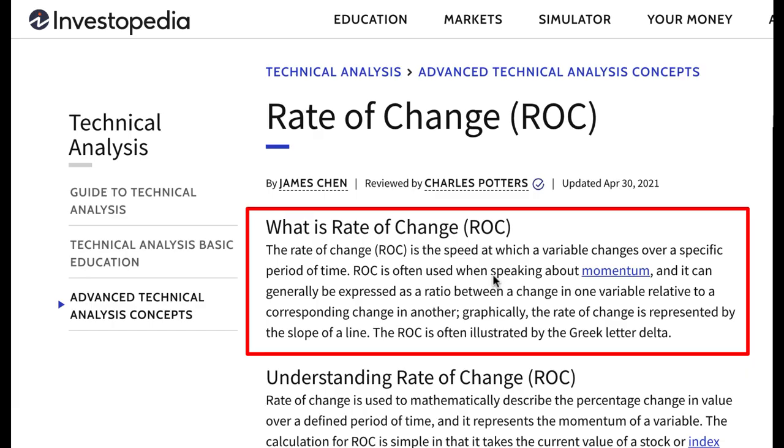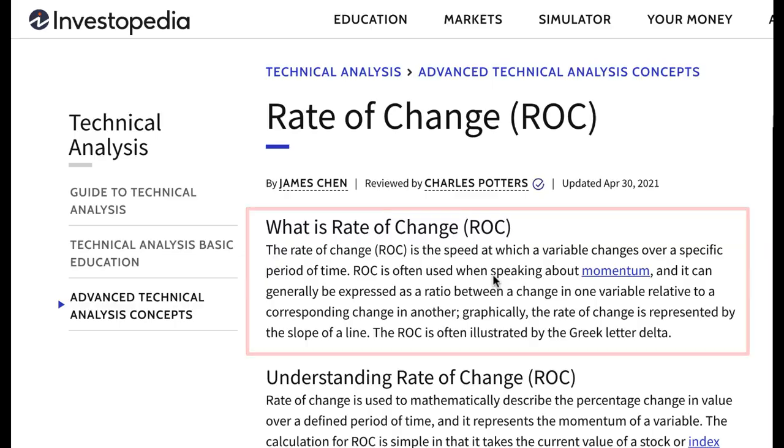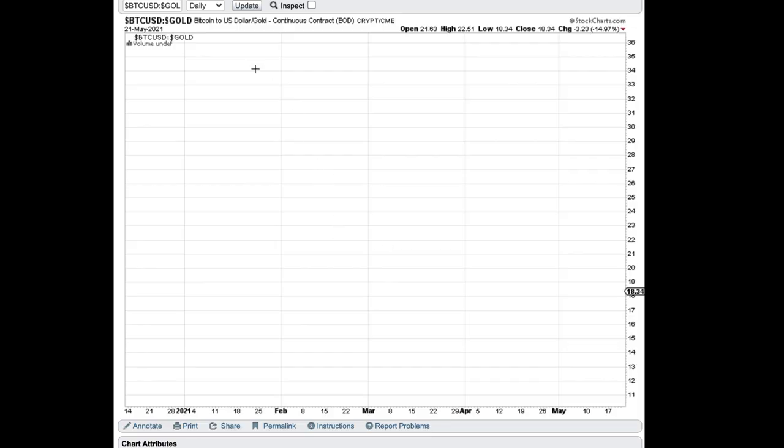Now, that's what we are doing. We are looking at the corresponding rate of change between Bitcoin and gold to really determine which one is going to have the advantage. So we're back here at stockcharts.com.